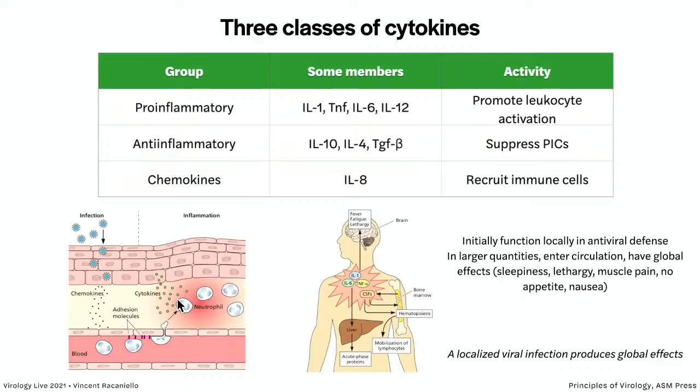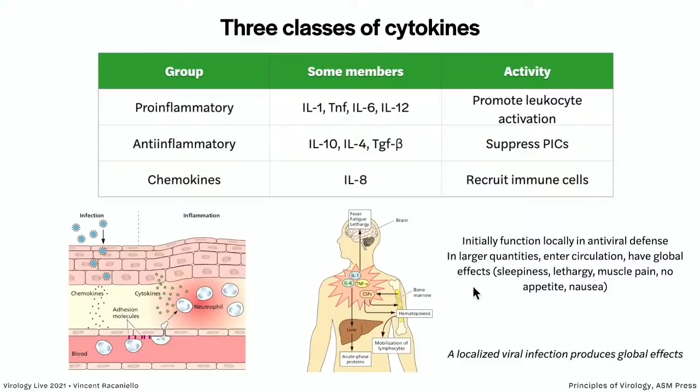So these cytokines and chemokines, they're initially produced locally, right? You have an infection of the intestine, they're produced there, but they get into the circulation and they can go everywhere in your body. And that's why they have global effects. That's why you have flu-like symptoms, sleepiness, lethargy, muscle pain, loss of appetite, nausea. A localized infection produces global effects.